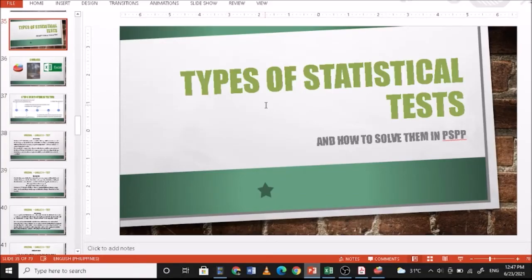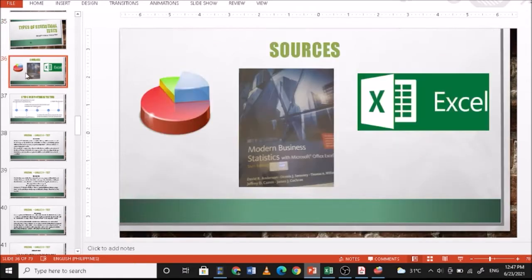We're going to discuss the types of statistical tests and how to solve them in PSPP. For this presentation, we're going to use PSPP to solve for the statistical test and Excel to encode your data. Problems in this presentation are found in Modern Business Statistics with Microsoft Excel.